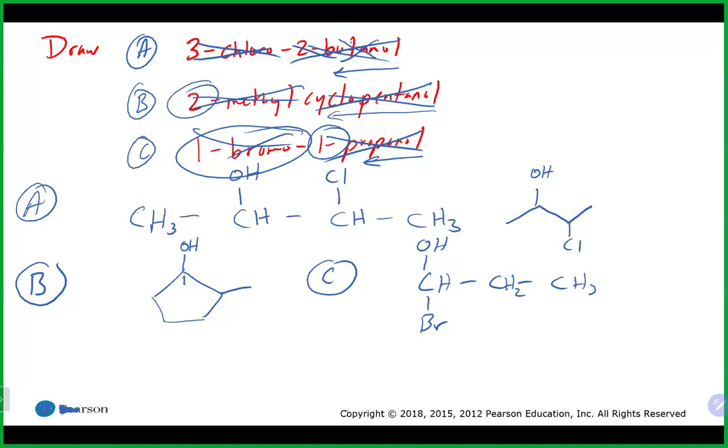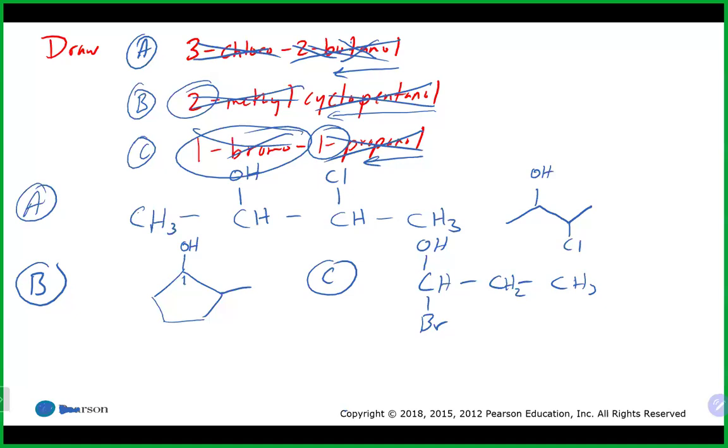On the third one, if I had the drawing and I want to name it, do I still have to put the 1s? You would need to, because we could have that OH group on carbon number 2, right? And then it wouldn't be 1-propanol at the end, it would be 2-propanol. So you would have to give that location.